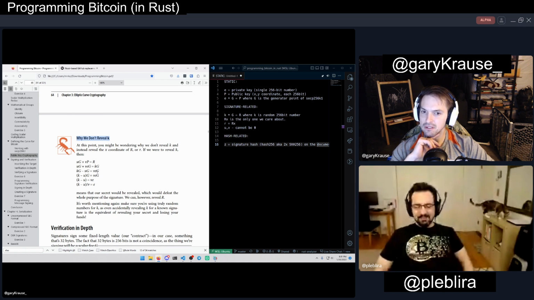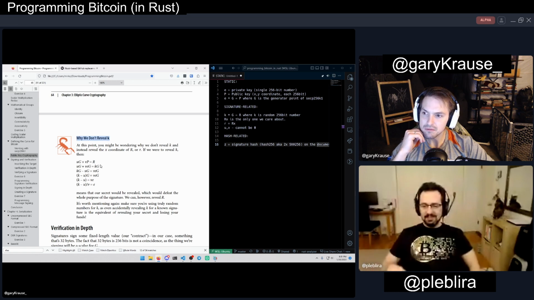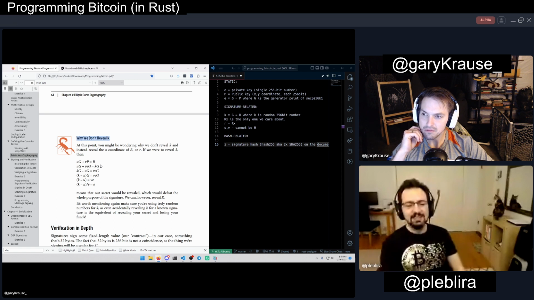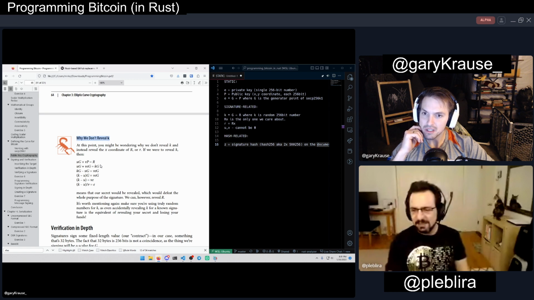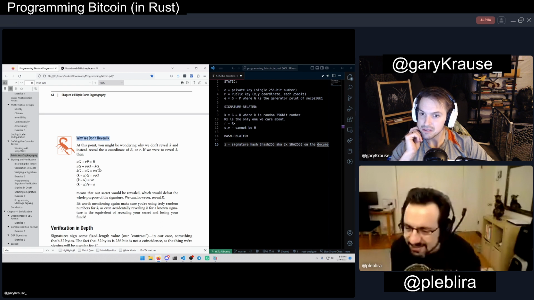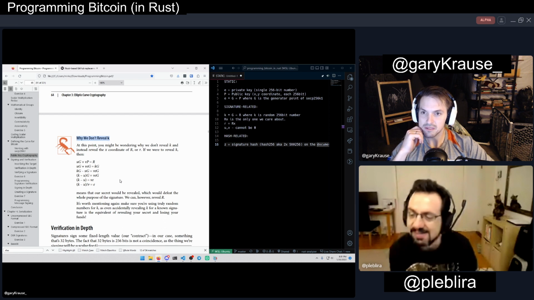For each transaction, you would come up with a new K every time, right? I think so. And that's why it's saying make sure you're using truly random numbers for K. Right. Nice.